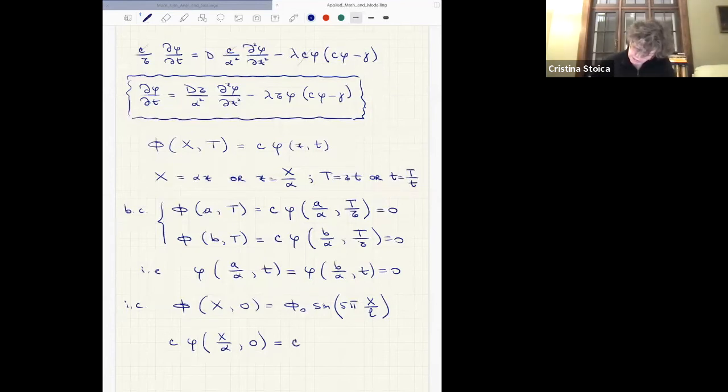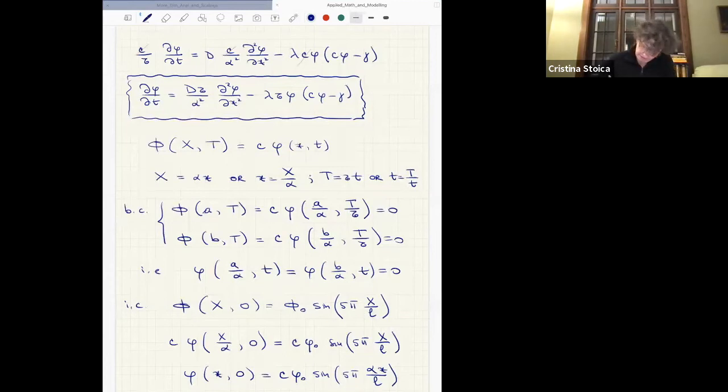This is the phi 0 if you want, and then sine of phi pi, and this is adimensional, so we don't have to do anything to it. So in other words, we end up with phi in little x and 0 equals c phi naught sine of phi pi, if you want, alpha little x over L. All right, so this is the initial condition.